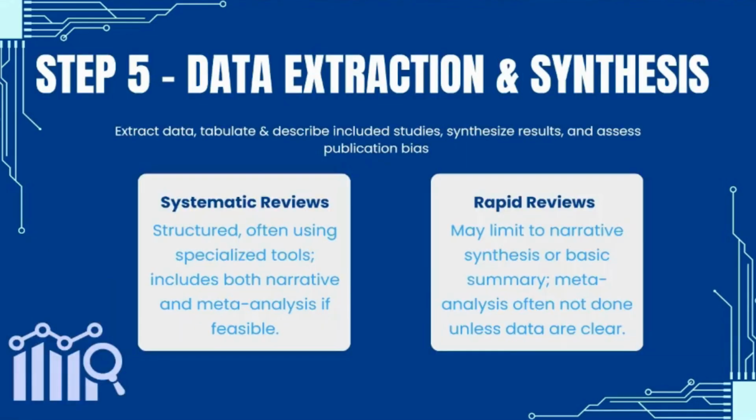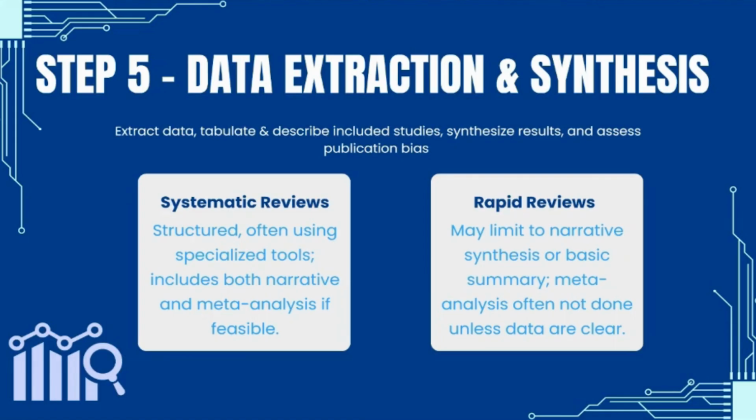Step 5 focuses on data extraction and synthesis. In systematic reviews, you'll extract relevant data from each study and synthesize the findings, often using meta-analysis for statistical integration. Rapid reviews might focus more on narrative synthesis without the in-depth statistical analysis. In any case, you must evaluate publication bias and synthesize results to address the research issue.